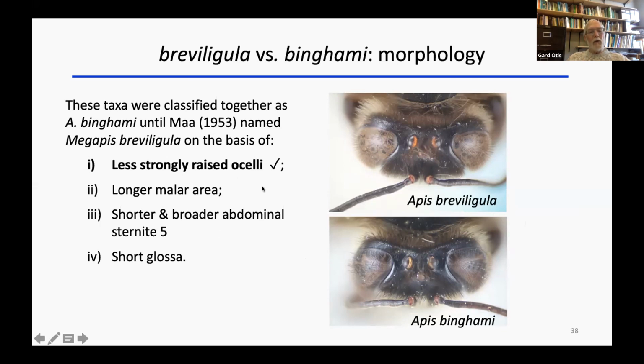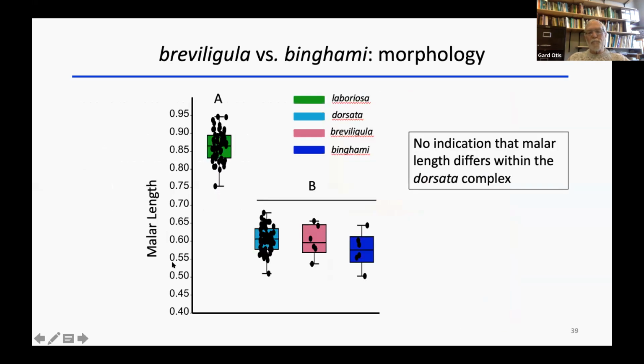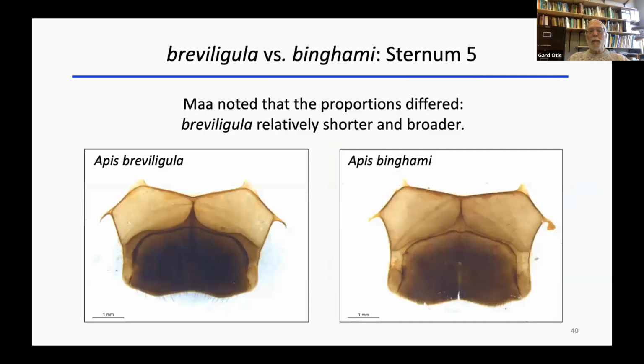And then we have these other traits: the malar area, malar length and width, the abdominal sternite 5, and the tongue length, the glossa. So when we look at malar length and compare the taxa, again, we saw the slide before, Laboriosa has a much longer malar space. The other 3 taxa don't differ, so that's not helpful. And Breviligula and Binghamai do not differ from each other, unlike what Ma reported in his species description.